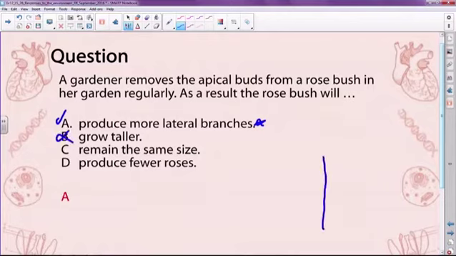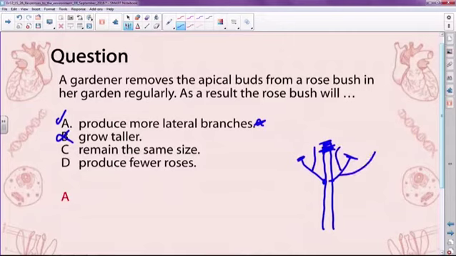Remember, if that is your top, and then you've got your apical bud there, if I cut this off, there's going to be no more growing point there. So what's going to happen? The growing point over here will start growing out, and here as well. And at the end, I'm going to cut that one off, and I'm going to cut that one off, and we're going to start growing out there. Can you understand what's happening? It's going to produce more branches, so it definitely can't get taller.